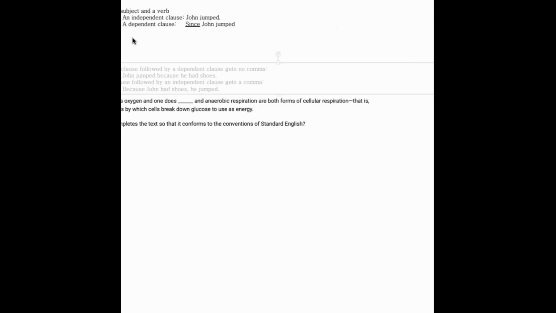Now, if you have an independent clause followed by a dependent clause, that's going to get no comma. For instance, John jumped because he had shoes. So independent, dependent, no comma. If you have the dependent first, you get a comma. Because John had shoes, he jumped.